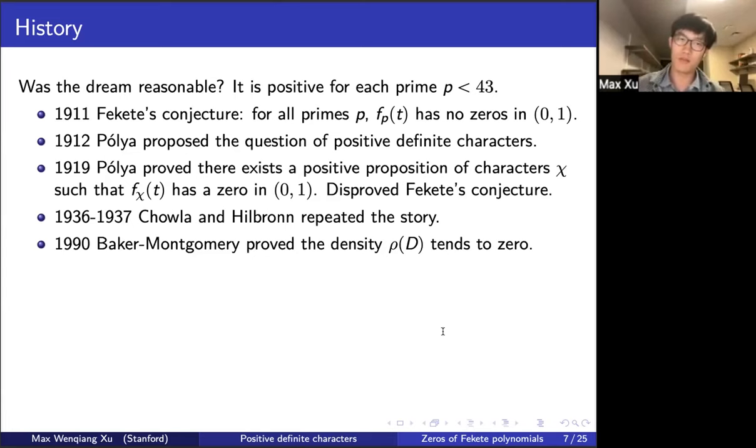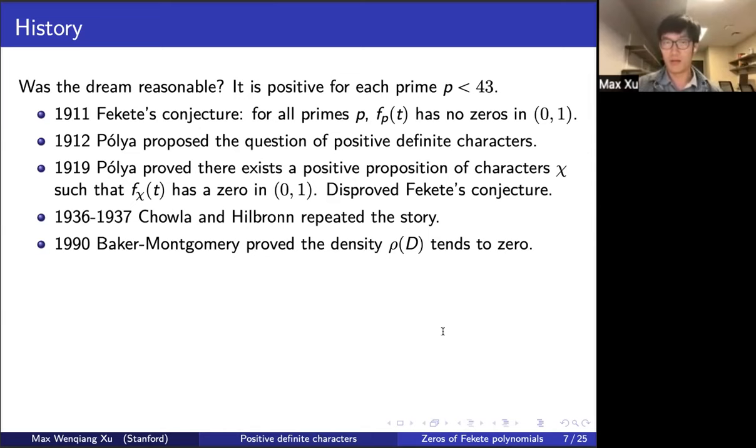And the real first breakthrough here is around the 1990s. So Baker and Montgomery proved that the density in both questions, let's just call it rho_d, whether the Fekete polynomial has no zero, or the character chi being positive definite, is a very rare event. This density will tend to zero. So this means that Fekete's conjecture is not only wrong, but actually very, very wrong. It's almost the opposite direction. Okay, so up to the 1990s, we know qualitatively that rho_d tends to 0.